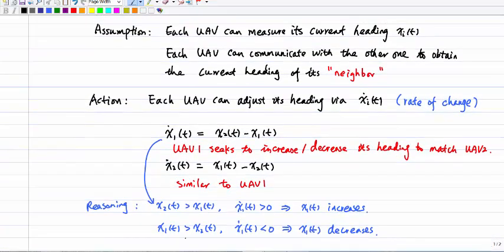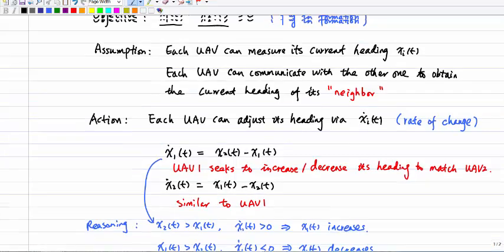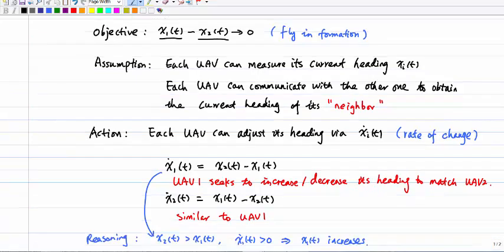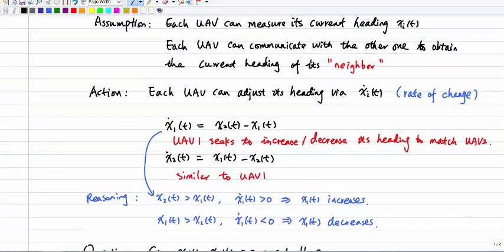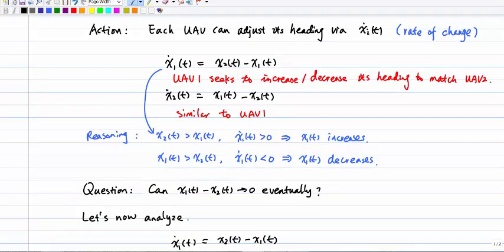If x1(t) is less than x2(t), it should decrease, which is straightforward. For x2(t), it does the same thing. The difference is that x2 dot t is x1(t) minus x2(t), so it's very similar behavior to x1(t). So we want to ask: if we use this kind of algorithm, or take this action for the two aircraft, can we guarantee that eventually the angles will be the same?